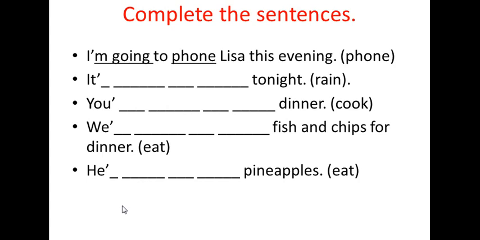Complete the sentences. So here we have the first example. It is the contraction, so going to, and the verb that you have at the end of the sentence. Phone Lisa this evening. So you have to do the same with the other sentences. Write the contraction, and then going to, and then the verb that you have in the brackets at the end of the sentence. Take your time, check if you need.